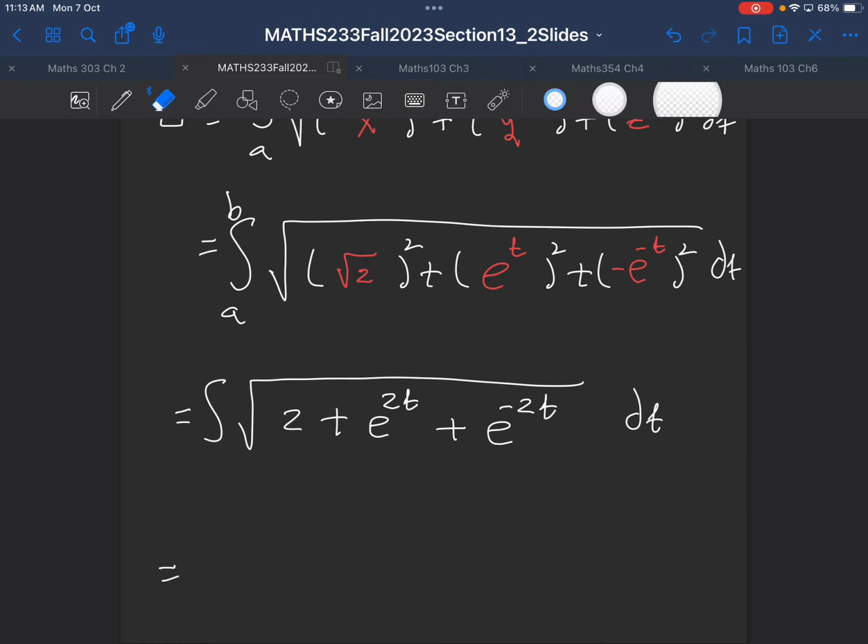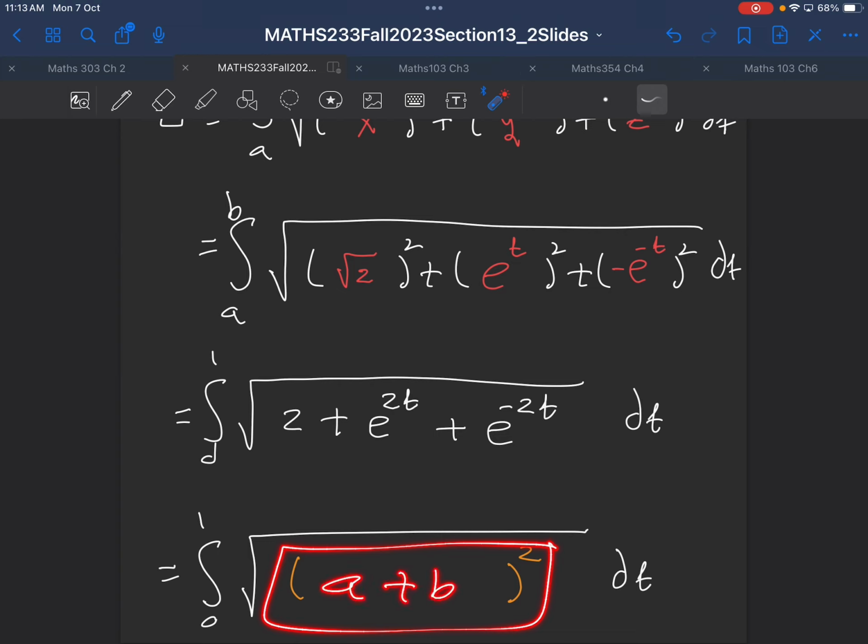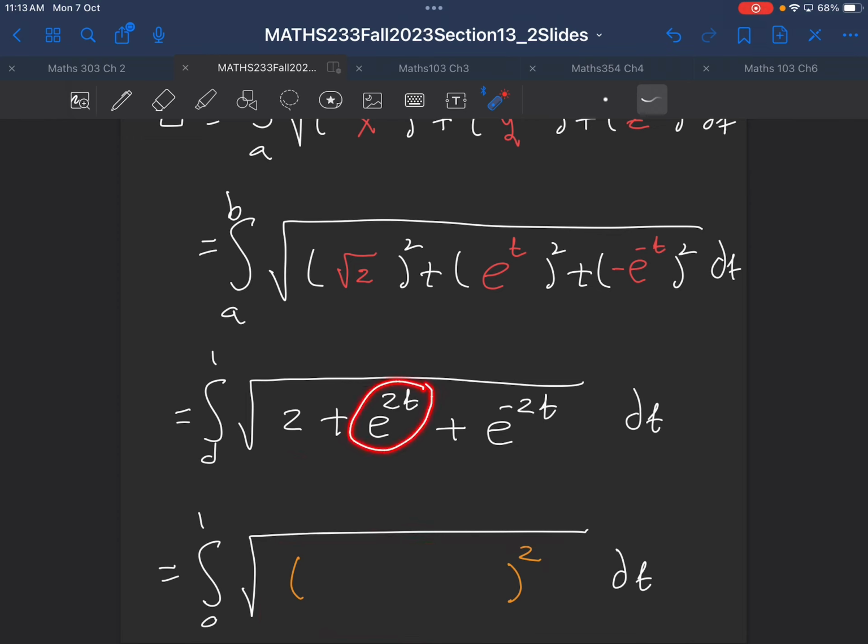And here I will do it just from 0 to 1. Remember, this is the derivative from 0 to 1. So I get 0 to 1. I have a big square root. Now this is my suspicion, that something squared is sitting here. Now we ask ourselves, how do we expand (a plus b) squared? We get a squared plus b squared plus 2ab in the middle. Now, you can see that this is e^(2t), so most probably this will be e^t, because when you square it, you will get this back. So this is my suspicion.